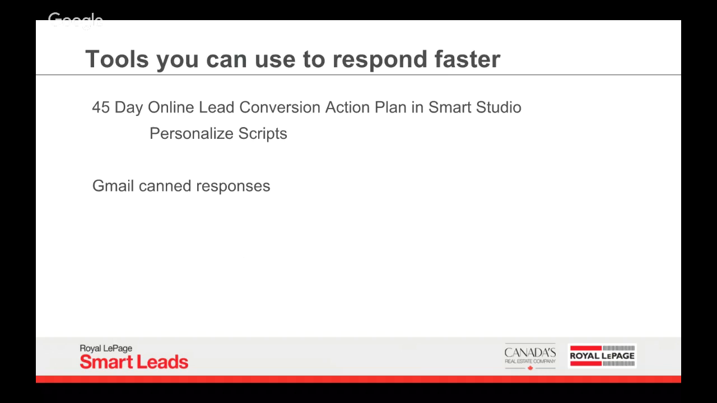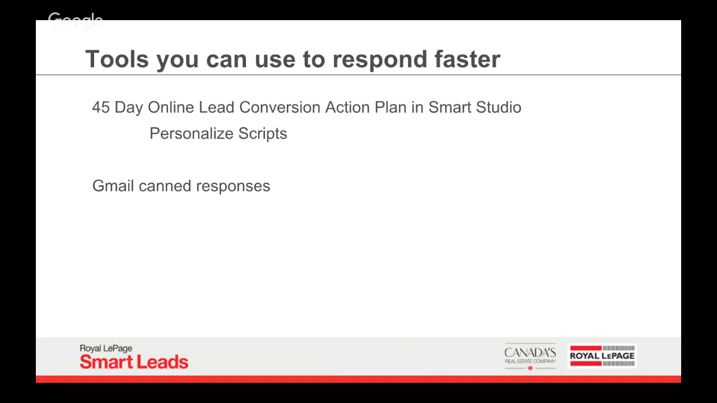The action plan contains online lead conversion best practices, including tasks over 45 days, as well as emails, phone, and text scripts, all of which are customizable by you. Now, if you're using another CRM, for example, Top Producer, ensure that this also has action plans with scripts that you can use to respond quickly to your leads.